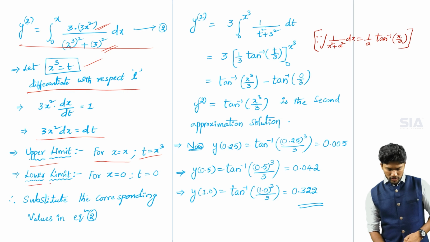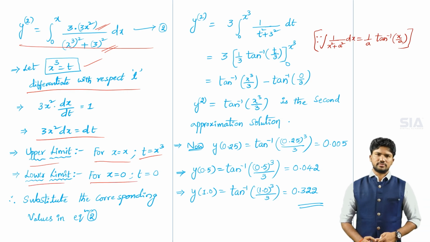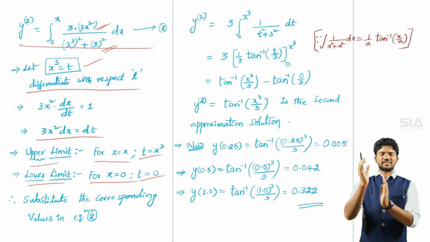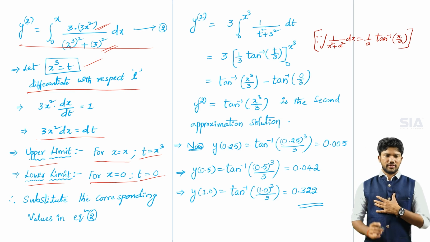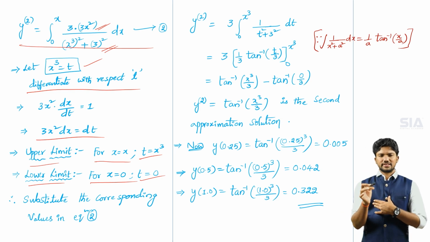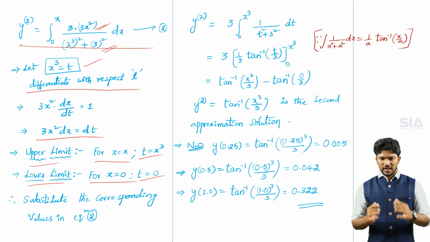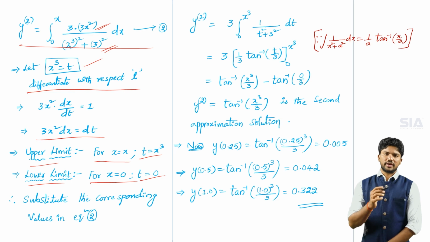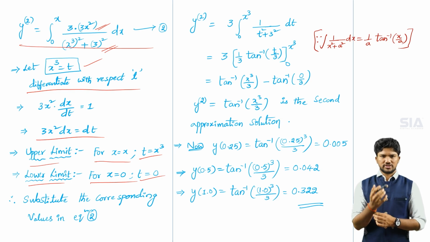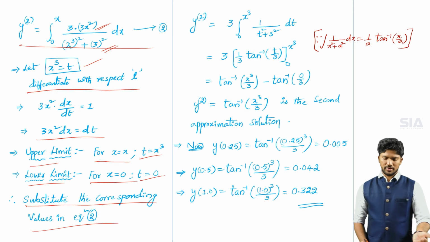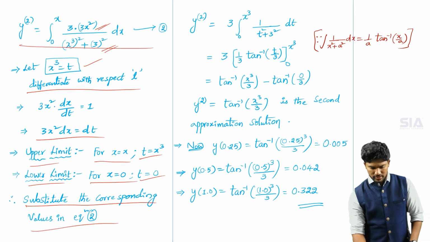For the lower limit, x is equal to 0, then t is equal to 0 cube, which is 0 only. So for x equal to x, t is x cube again, and for x equal to 0, t is 0. Therefore we substitute the corresponding values, where x cube is equal to t.